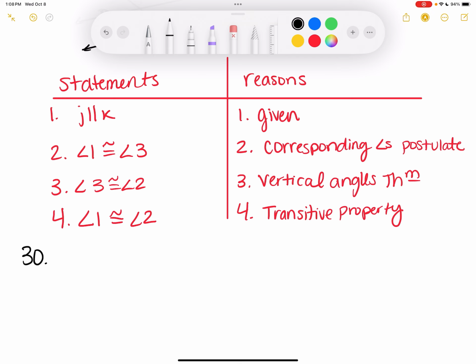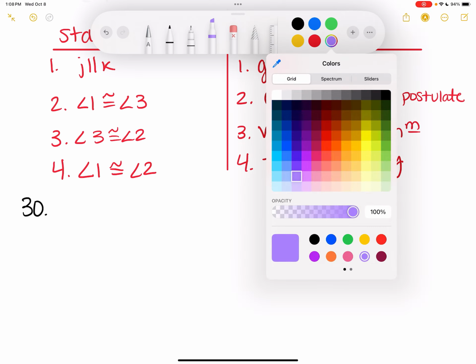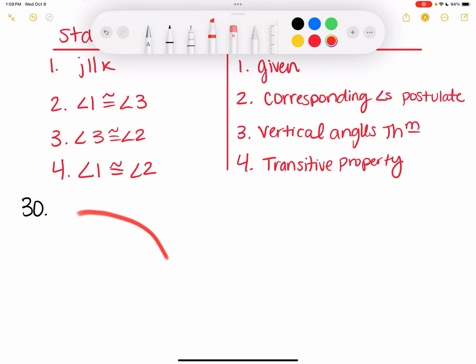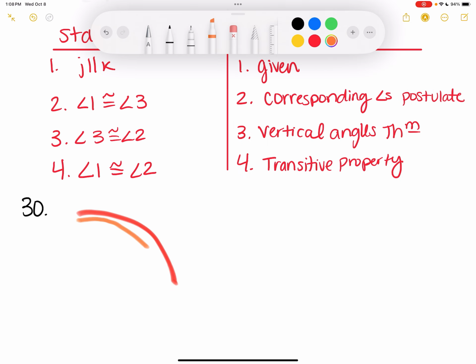All right, so 30 gives us a picture, gives us a rainbow. I'm gonna use my highlighters to do it. You really don't have to actually draw it, but I think it makes it more fun, so.